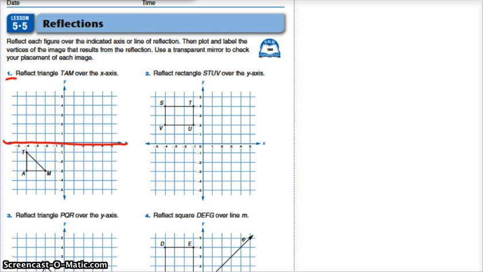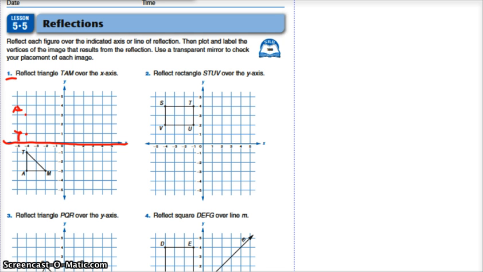So when we reflect over the x, we want to change our y-coordinate. Right? So we're still going to go -4 to the left, but instead of going down 1, we're going to go up 1. So that's point T. Then we also have A, which is also -4 to the left, but it's 3 down, so then we're going to go 3 up. So that is point A.